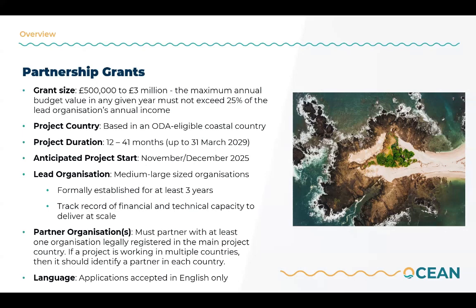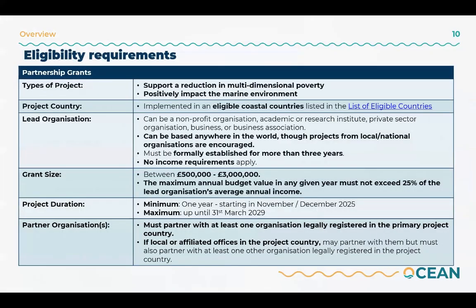Finally, the project lead must partner with at least one organization legally registered in the main project country. And in case a project is working in multiple countries, you will need to identify a partner in each country. And the webinar today is going to be in English because this application will be just in English. So all the documents related to the partnership grants are in English, same as the FlexiGrant platform for introducing your application.